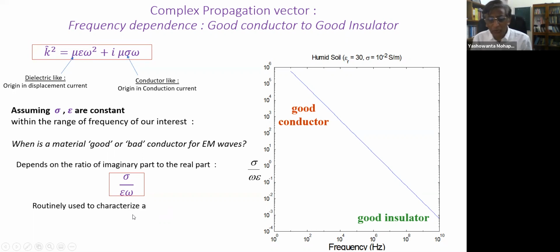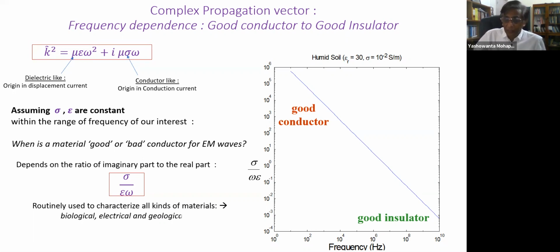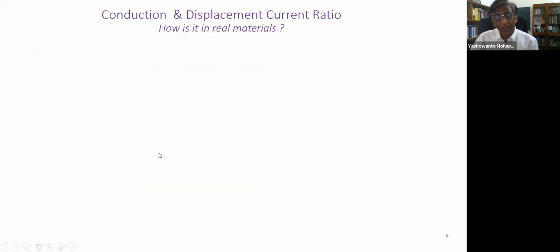And this fact is used routinely to characterize all kinds of materials, from biological and electrical materials to even geological rocks, and so on. We'd like to figure out the frequency dependence of its conductivity, and the ratio between the conduction current and the dielectric-like displacement current. So how is it in real materials?